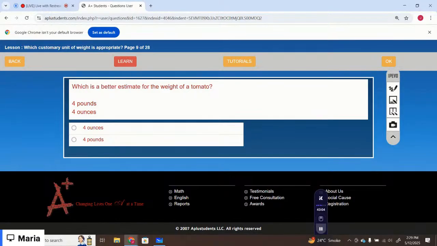Which is a better estimate for the weight of a tomato? 4 pounds, 4 ounces. That is only a tomato, so that must be 4 ounces. 4 pounds is too much for the tomato.